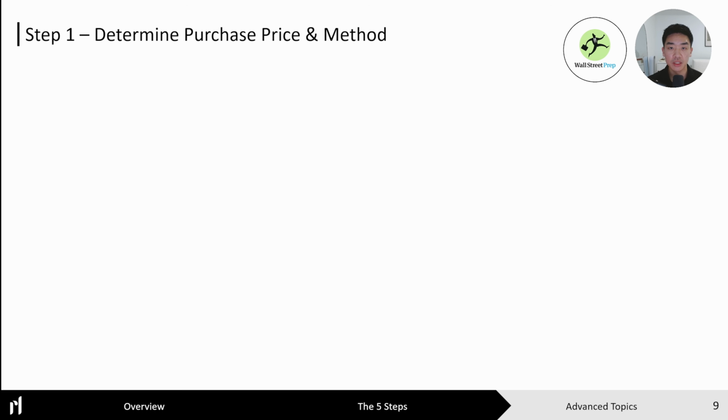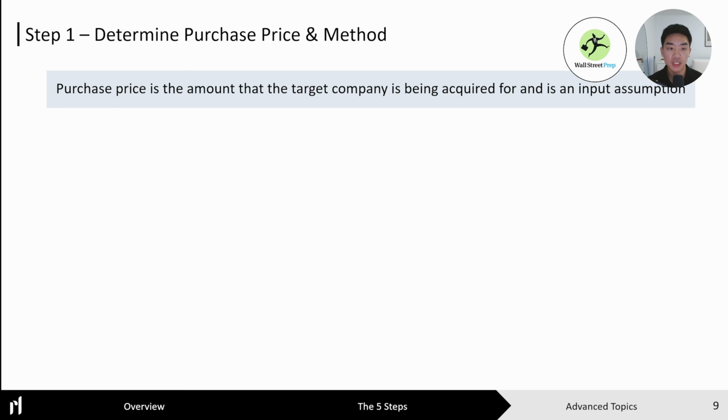So first, let's go over conceptually determining the purchase price and method, what all this means. The purchase price is the amount that the target company is being acquired for and is an input assumption. So if you watched my previous DCF videos or trading comps, if you just know about valuation overall, you do a lot of work to see what is the value of a company, what should I pay for that company? And usually that is your output, right? You're trying to get to valuation. But for purchase price for an accretion dilution model, the amount you're paying for a company, what you're valuing that company as, is actually an input assumption for the model, as you'll see.